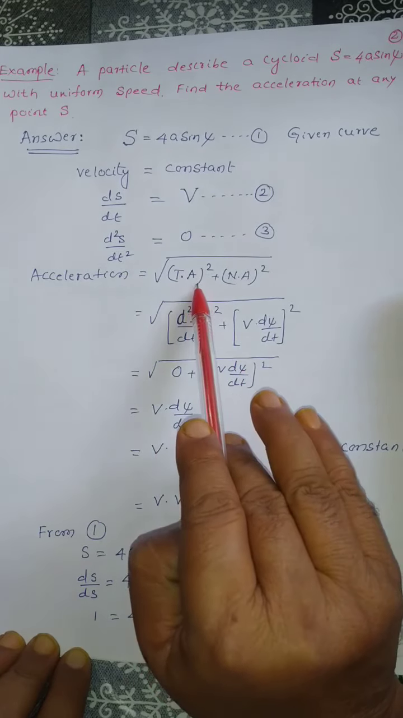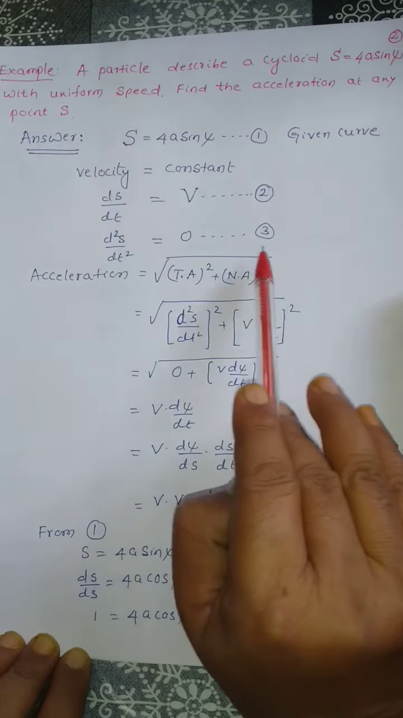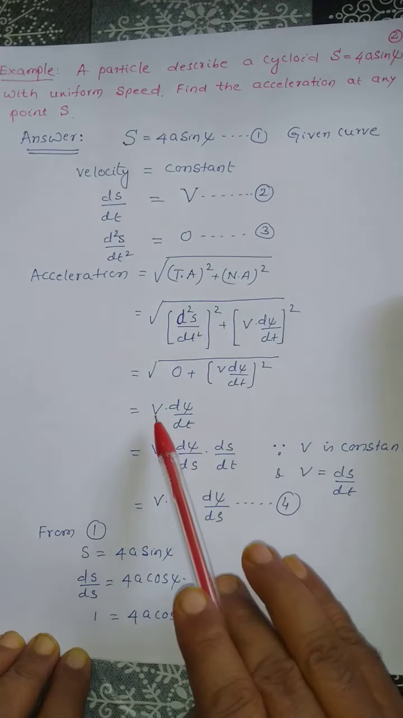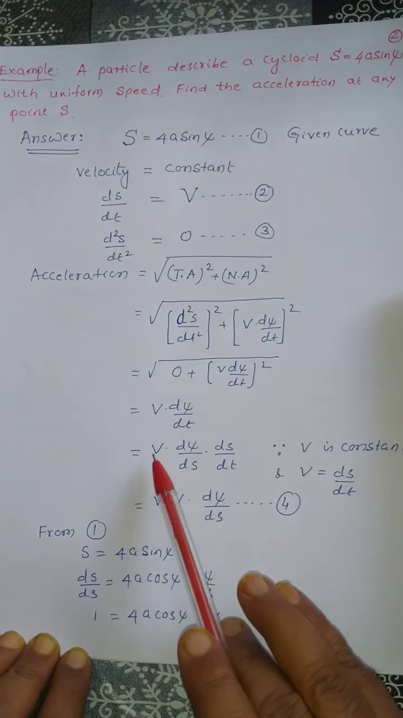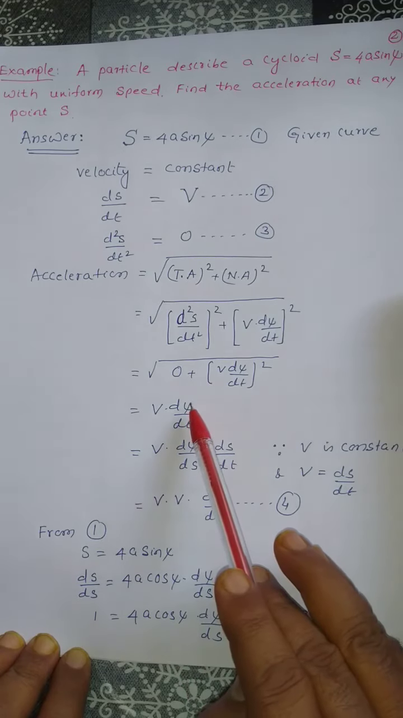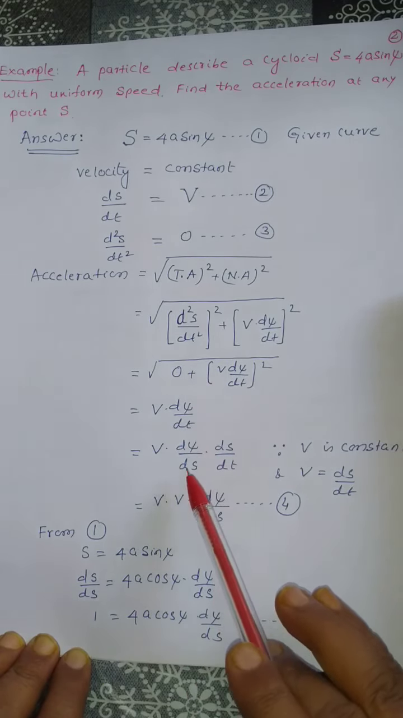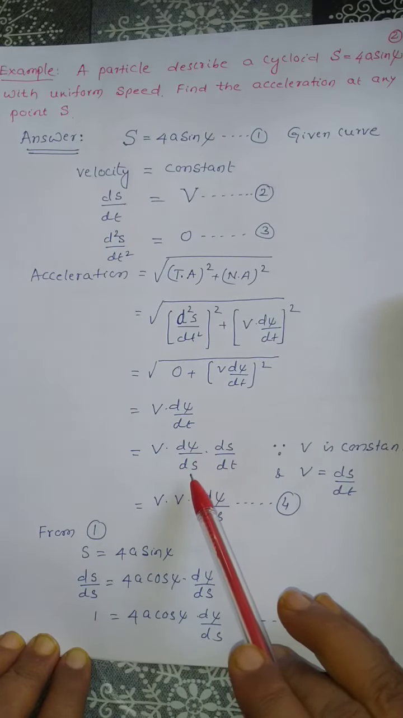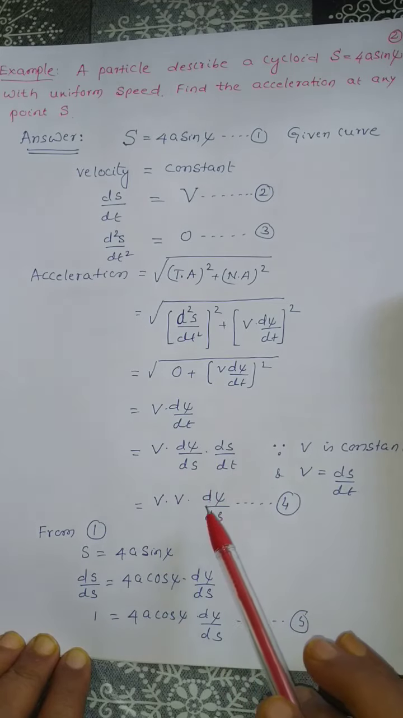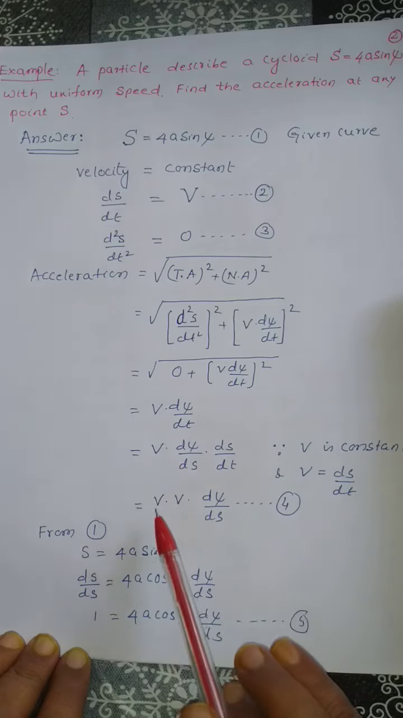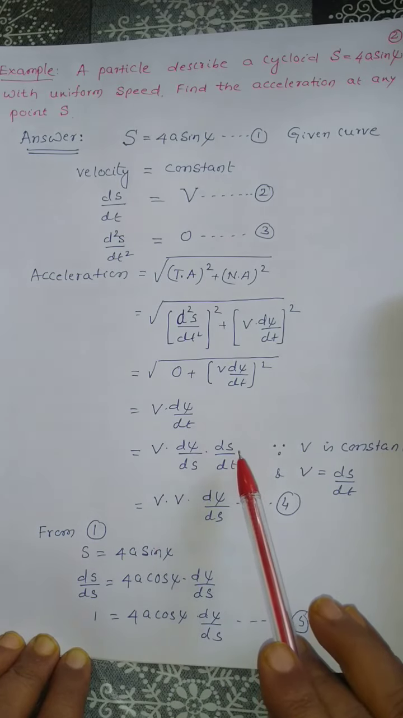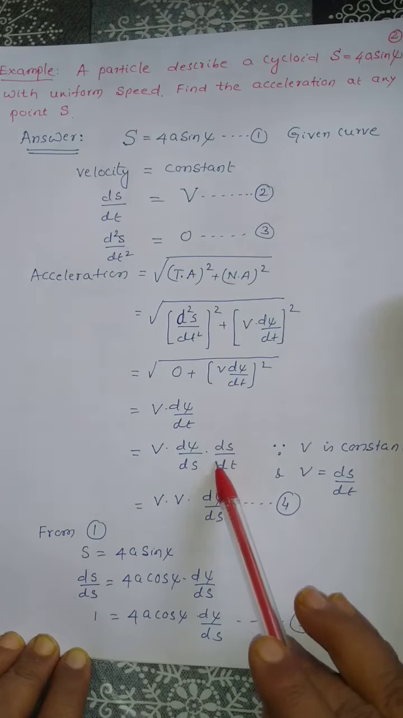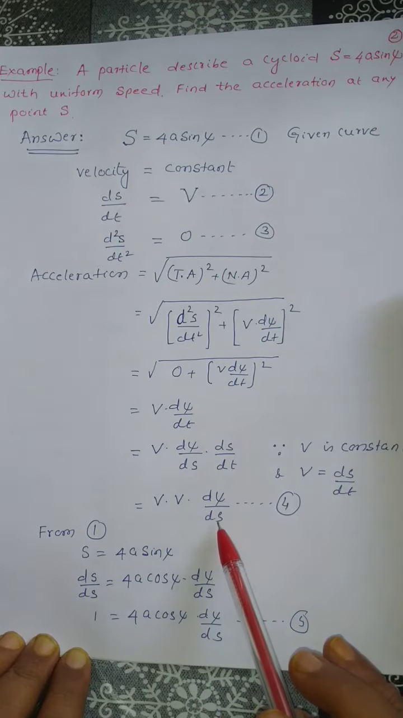Again acceleration is the root of tangential acceleration square plus normal acceleration square. The first term is 0, whereas the second is v d psi by dt, whole square. v is a constant, so d psi by dt is d psi by ds into ds by dt. So ds by dt is v, and this is v d psi by ds. So it is v square into d psi by ds.